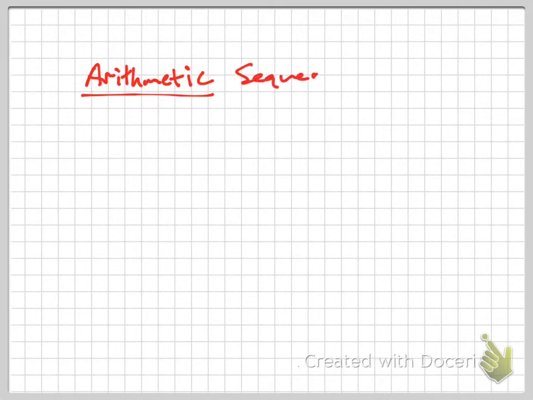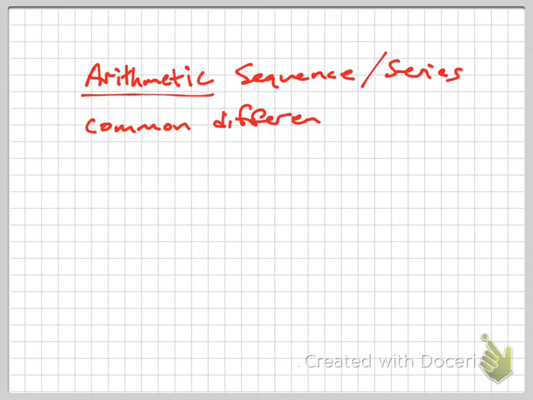Again, what's important and what you'll see in section 8.2 is when you have an arithmetic sequence, it has a common difference, which we often use the variable d to specify as the difference. And you could have an arithmetic sequence or series with a common difference that could be positive or negative, so it could be going up or down.